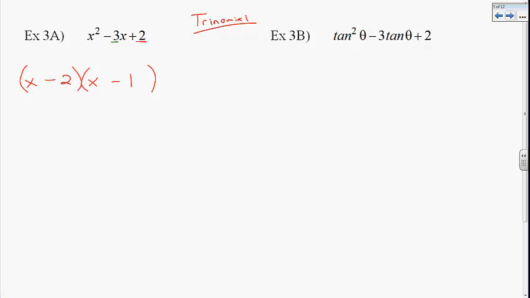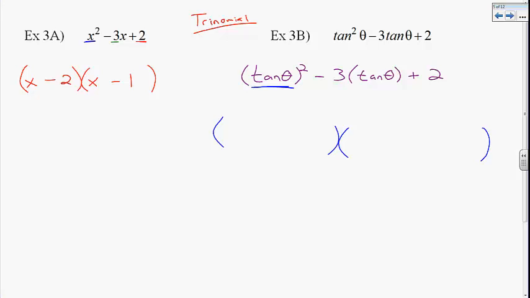Similarly, in example 3b, I notice I have a quadratic with my variable being tangent of theta. I can rewrite the statement to show a visual parallel to our original expression in 3a. Once again, I will solve in a like manner by setting up 2 factor sets and placing tangent of theta as the first term in each set. After that, I will look for the factors of the third term that add to the coefficient of the second term. Since I have 2 and negative 3 again, I once again get negative 2 and negative 1, which I place in the parentheses alternatively.